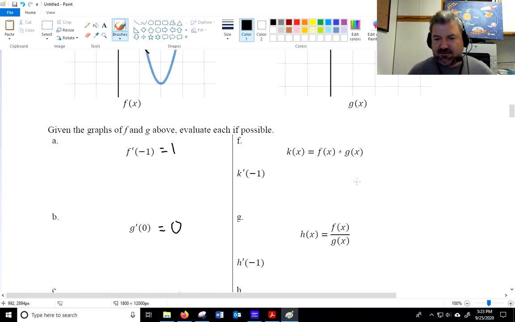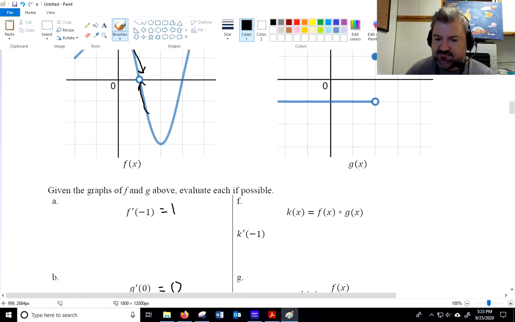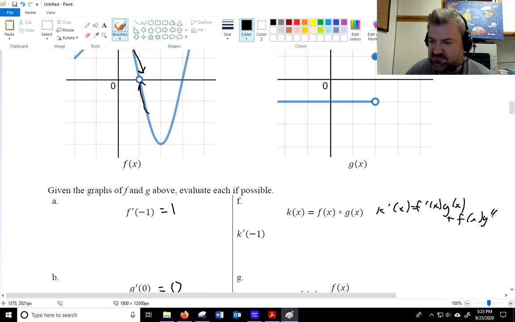All right, back up to the top here. We've got k of x equals f of x times g of x. Find k prime of negative 1. All right, so first I'm going to find k prime. Derivative of the first times the second plus the first times derivative of the second. All right, so k prime of negative 1. Oh, I'm sorry. We need to do f of negative 1.